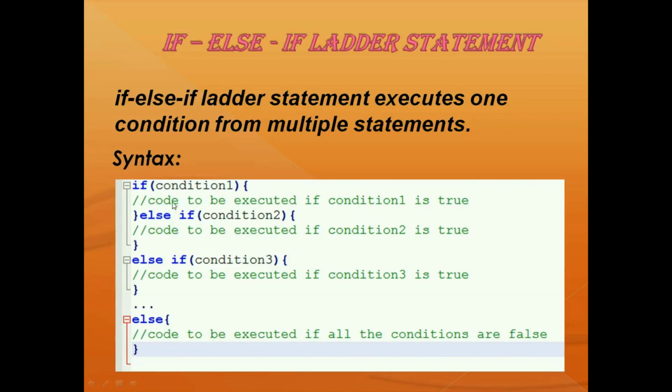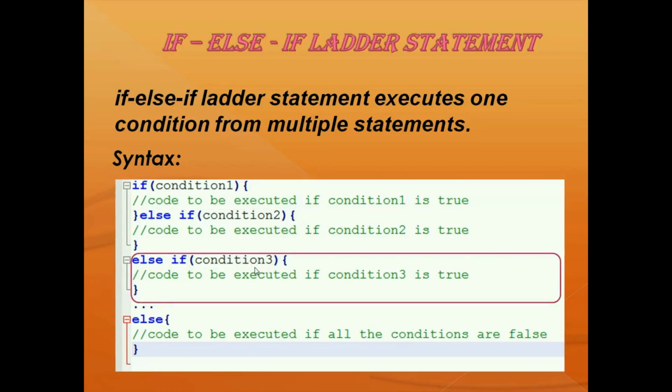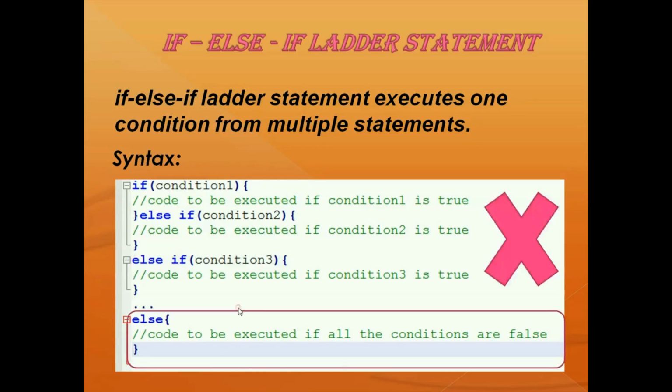So first it will check the first condition. It will execute the code if condition 1 is true, that is inside the if statement. If this is not true, it will go to the else if condition. It will execute this condition's code if condition 2 is true, otherwise it will check condition 3, and if condition 3 is also not true, then it goes to the else part. That code is executed if all the conditions written earlier are false.